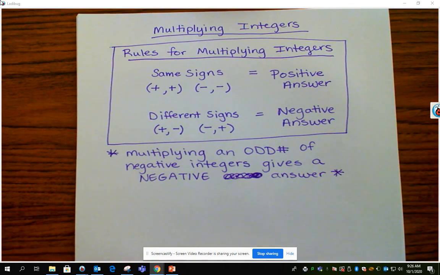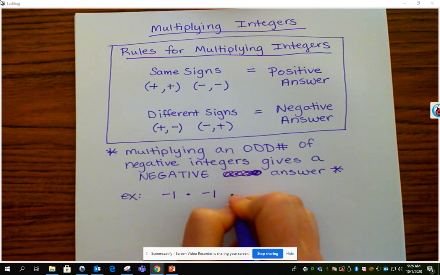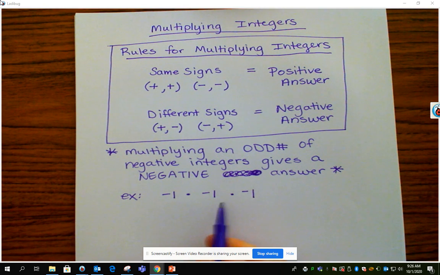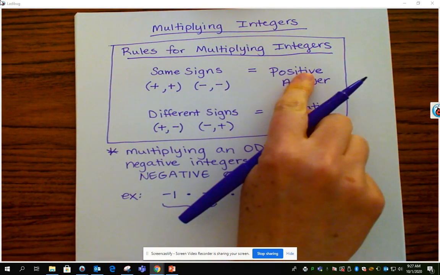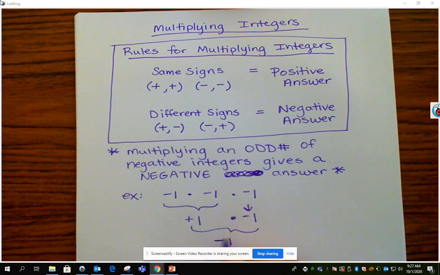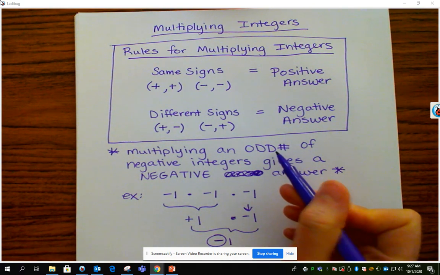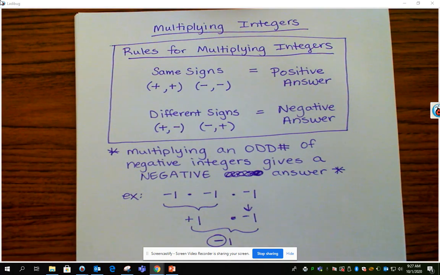So we can prove that to ourselves by, for example, multiplying -1 times -1 times -1. There are 3, so that's an odd number of them. And if you think about it, the first two have the same sign, so their answer would be +1. And then if I bring this one down, now these two have different signs, so they would have a negative answer. So they would be -1. So notice that an odd number of negative integers will give a negative answer.